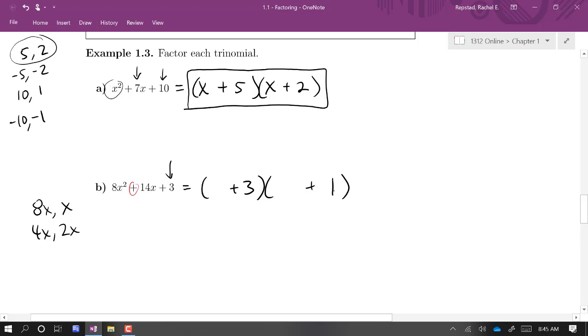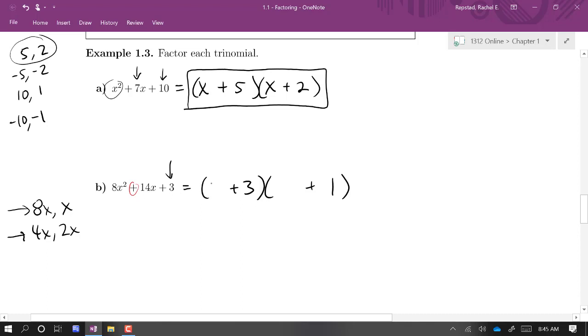I always try to take advantage of noticing any primes, because if I have a few choices to make there, like that's basically the only choice I can make to get that plus 3, it'll help me out in figuring out this choice that I have to make. I need to get a plus 14x in the middle for my middle term.